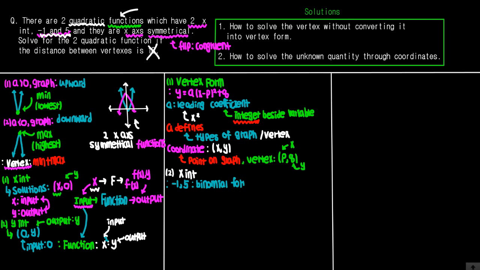Now, if you think about what our binomial form is, it is a form that is optimized when it comes to solving for our x-intercepts. Vertex form is optimized when it comes to solving for our vertex. Binomial form is optimized when it comes to solving for the x-intercepts. So we can prove it here. There should always be two cases. They are symmetrical about the x-axis, which means one of them should go upward and another one should go downward, which means one of their a values should be positive, and another a value should be negative.